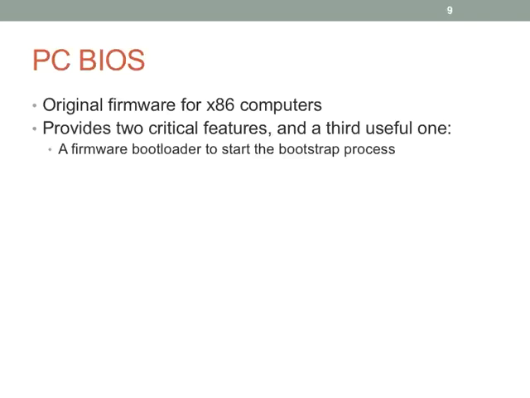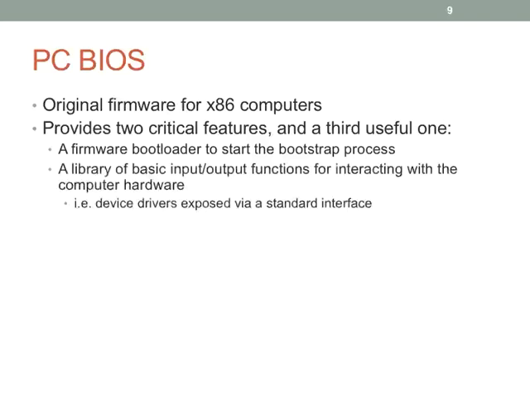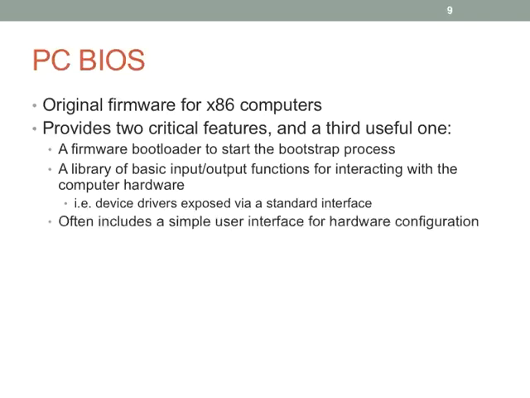So the first feature that we have is a firmware bootloader to start the bootstrap process, a library of basic operations we might want to perform with the hardware, so that I don't have to think about all the details. I don't have to say, hey, what kind of hard disk are you? What kind of floppy disk are you? Thankfully, we don't have to ask that question anymore. How do I change into this graphics mode? I have no idea what graphics hardware is in place. All of that is encapsulated in the BIOS, and it's exposed through a few simple operations.